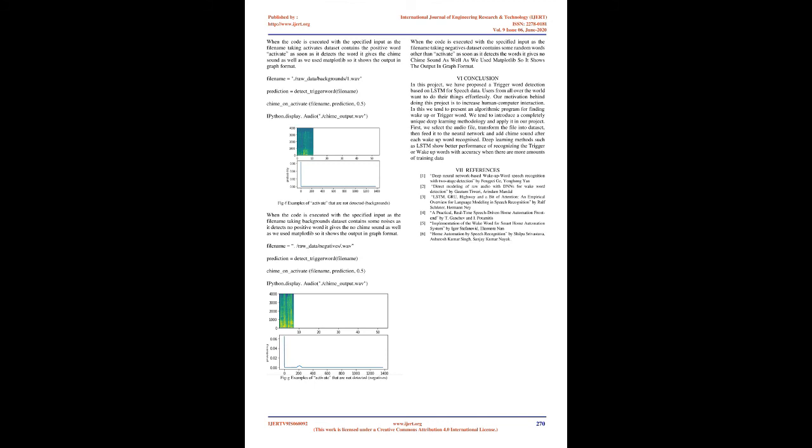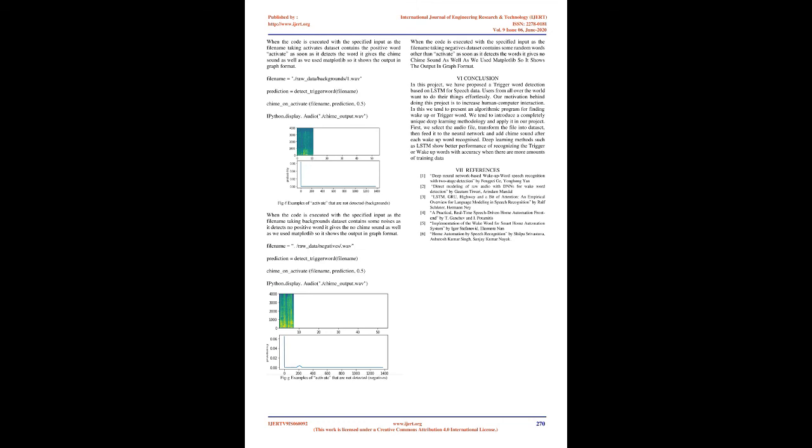filename = './raw_data/background/1.wav'. prediction = detect_trigger_word(filename). chime_on_activate(filename, prediction, 0.5). IPython.display.Audio('./chime_output.wav'). Fig F: examples of activate that are not detected, backgrounds. When the code is executed with the specified input as the filename, taking the backgrounds dataset, which contains some noises, as it detects no positive word it gives no chime sound. As we used matplotlib, it shows the output in graph format.